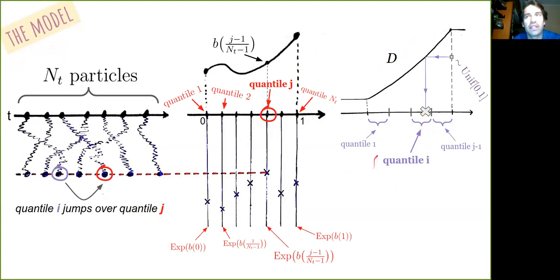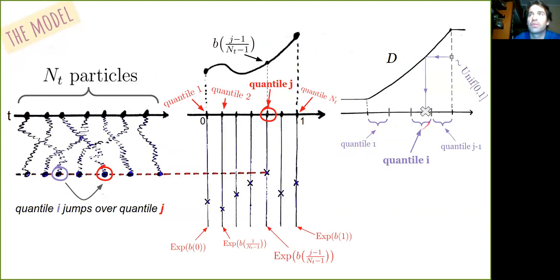Okay, so once this quantile i and this quantile j have been selected, what we do is at this time we make the ith quantile jump on top of this quantile j, and this mechanism creates a drift to the right of the cloud of particles. Another way of thinking this is that the quantile i dies and a new birth is produced in this quantile. So that explains the letters B for birth and D for death in the model.